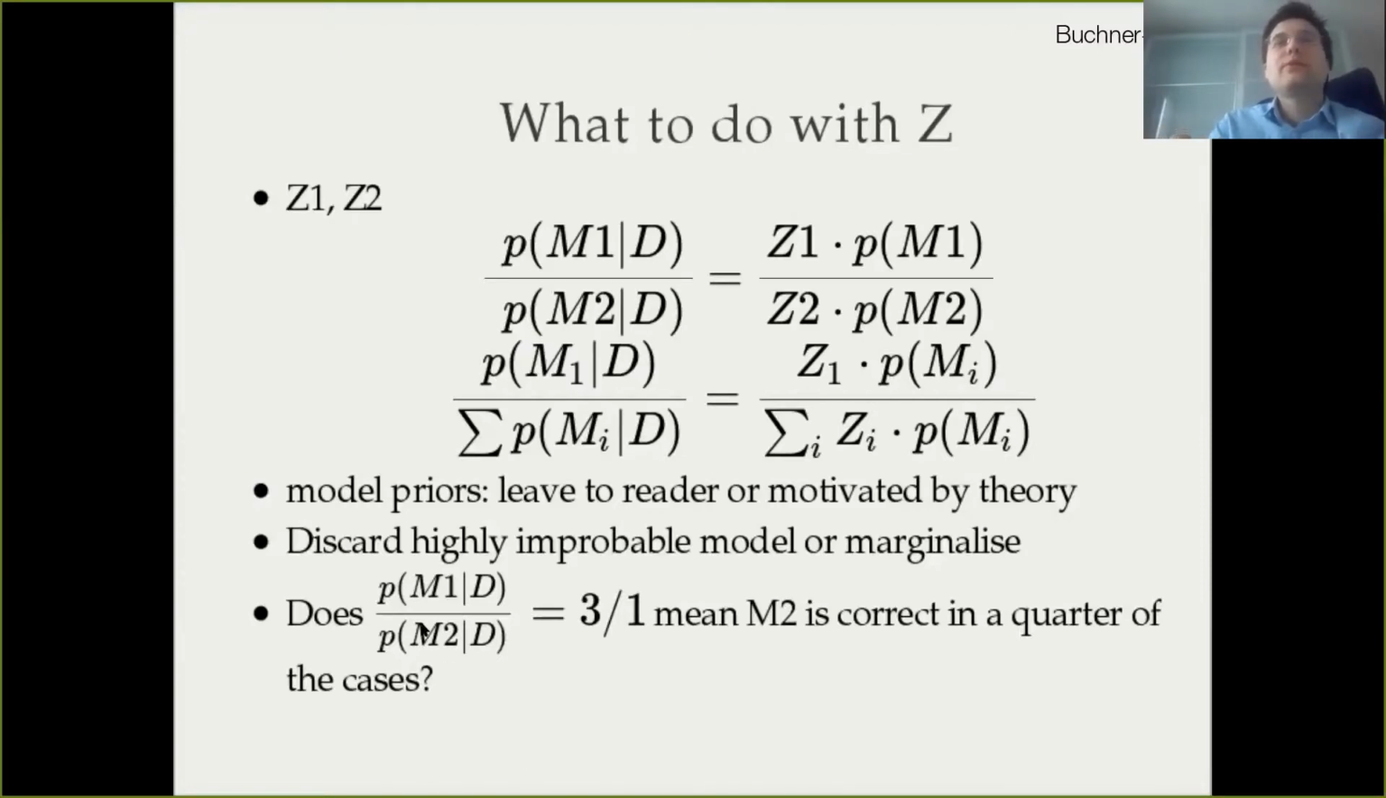So for example, if you want to know how often you would falsely select model 2, I would simulate data under model 1, compute the Bayes factors, and then you get a distribution of posterior odds or Bayes factors. And then you can say, okay, if it goes way beyond this value, then you would choose model 2, and then you also have false selection rates.